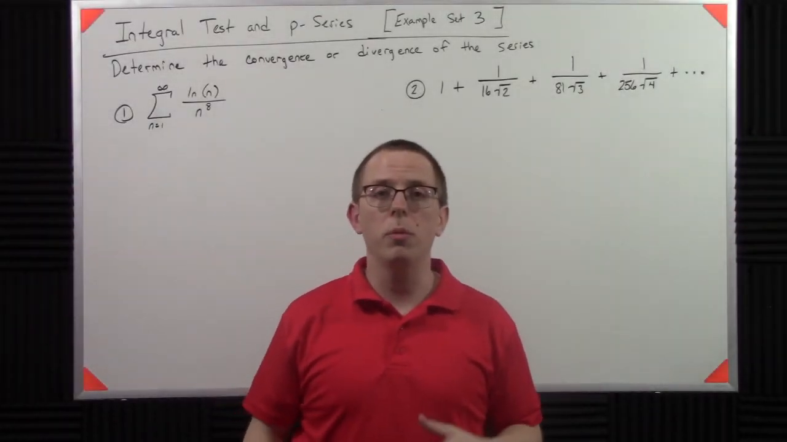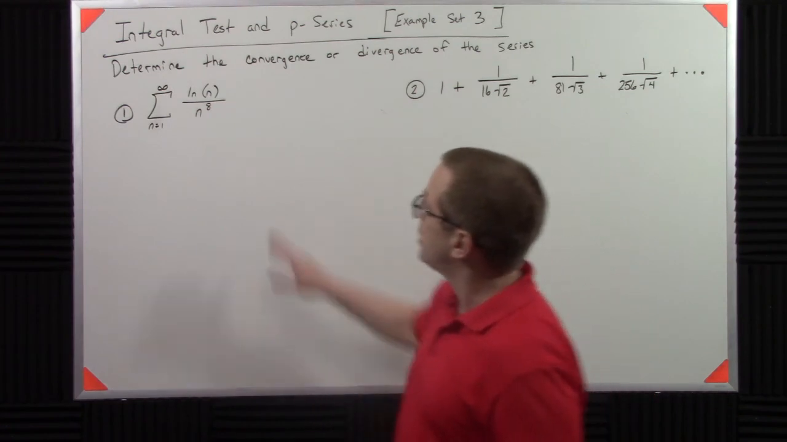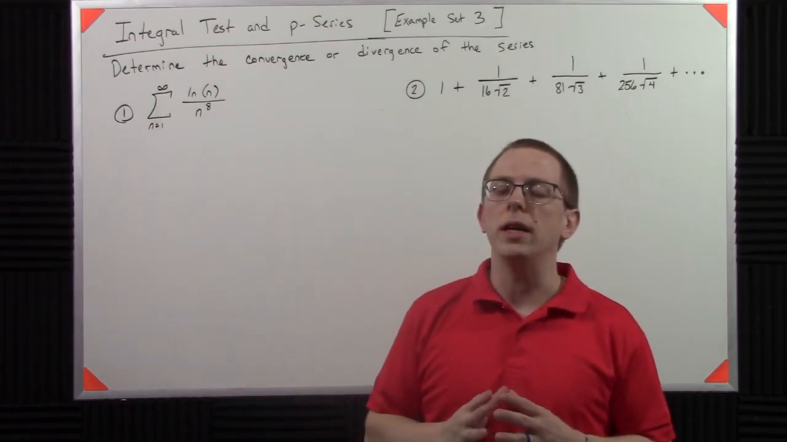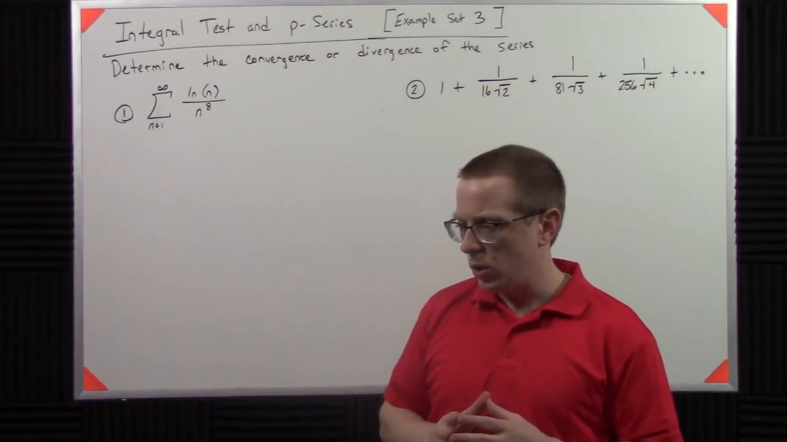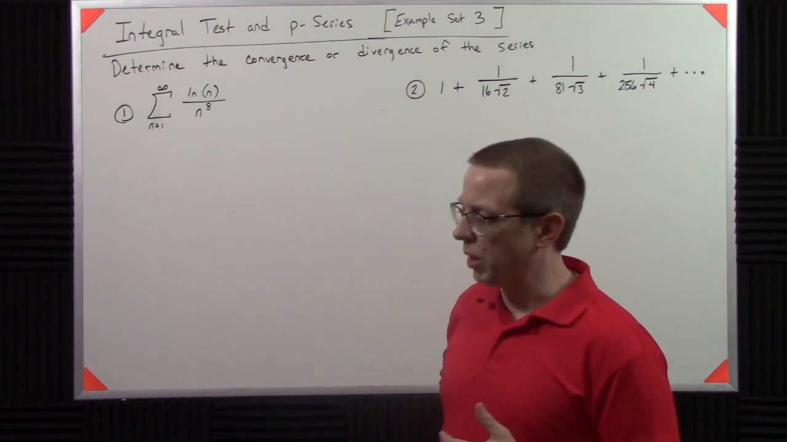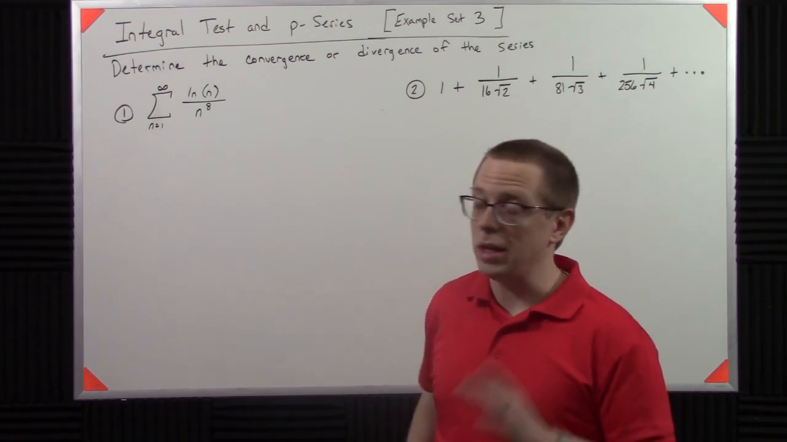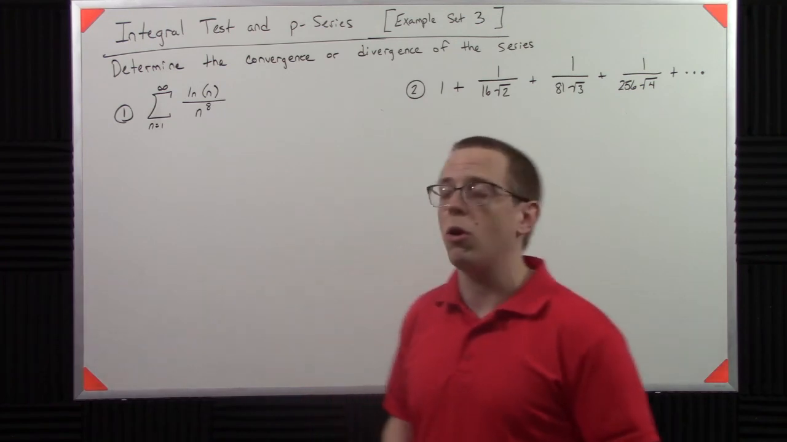Let's continue on talking about the integral test and p-series with some explicit examples. In this case, I have natural log of n over n to the 8th. Okay, so this is going to be one that definitely, when we get things like the ratio test and the comparison test, is going to make our lives a lot easier. But we don't have those yet, so we're going to have to do this kind of the hard way.